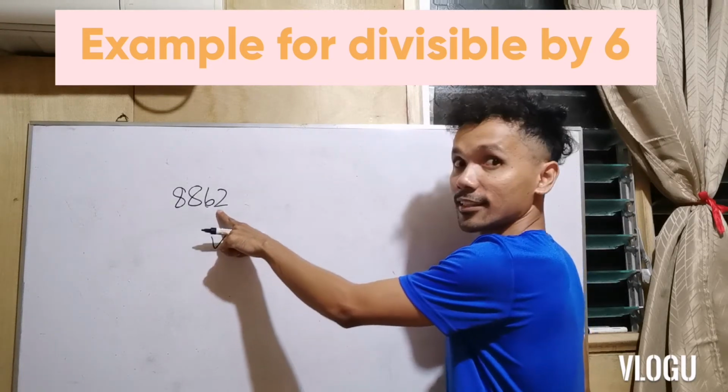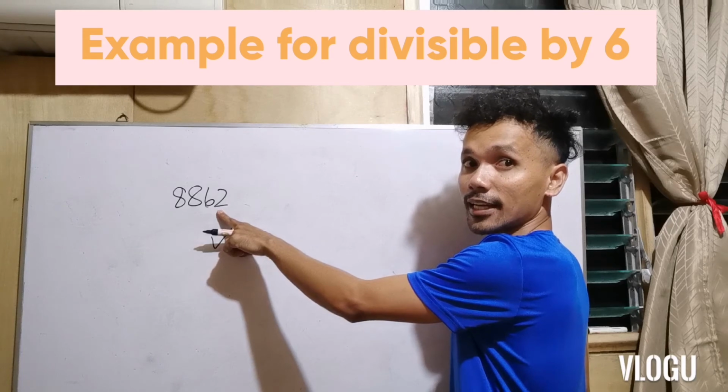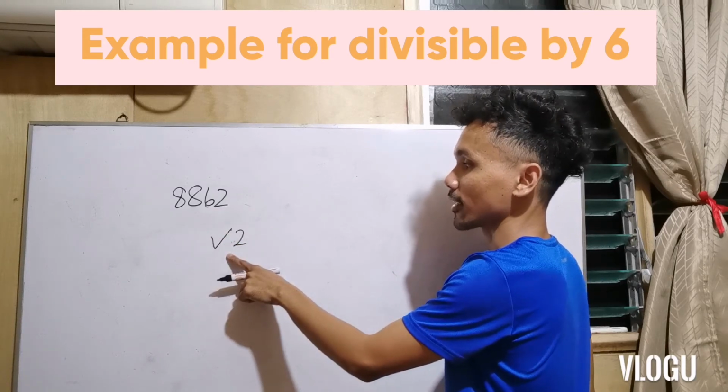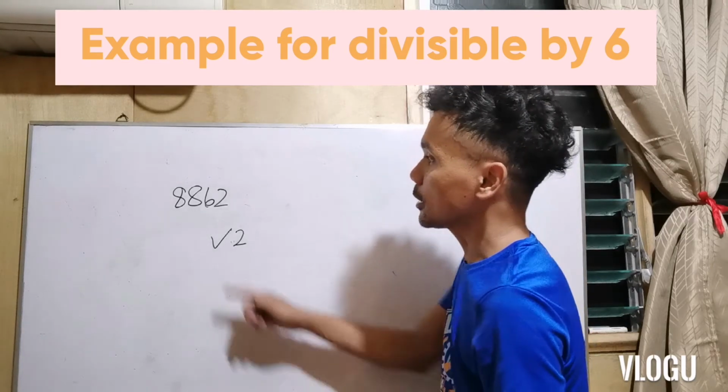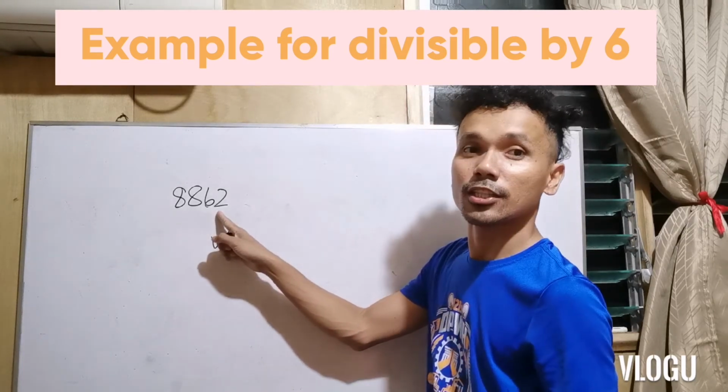Why? The last digit is even. Right? That is 2. So, check siya. How about divisible by 3? Okay? Divisible by 3 ba ito?